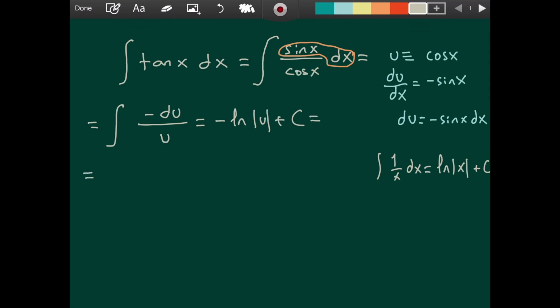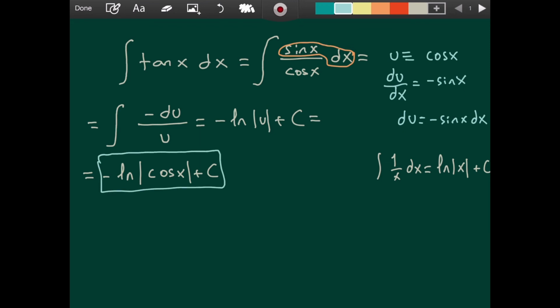So if we carry this out, because remember, we can't stop. We defined u. We need to substitute for it. We have negative ln, and inside the ln we have an absolute value, and inside that absolute value we have u, which is actually cosine of x, plus c. And this is the antiderivative of tangent of x.